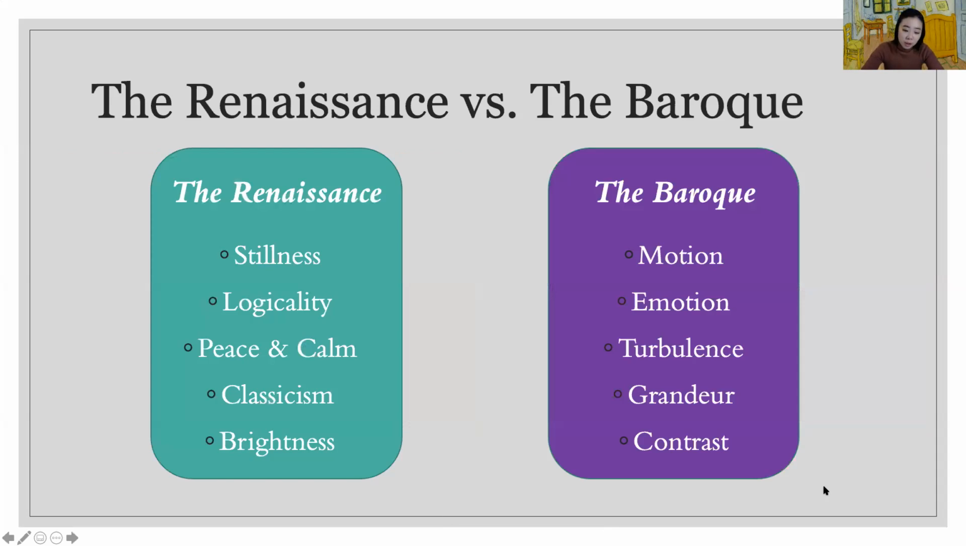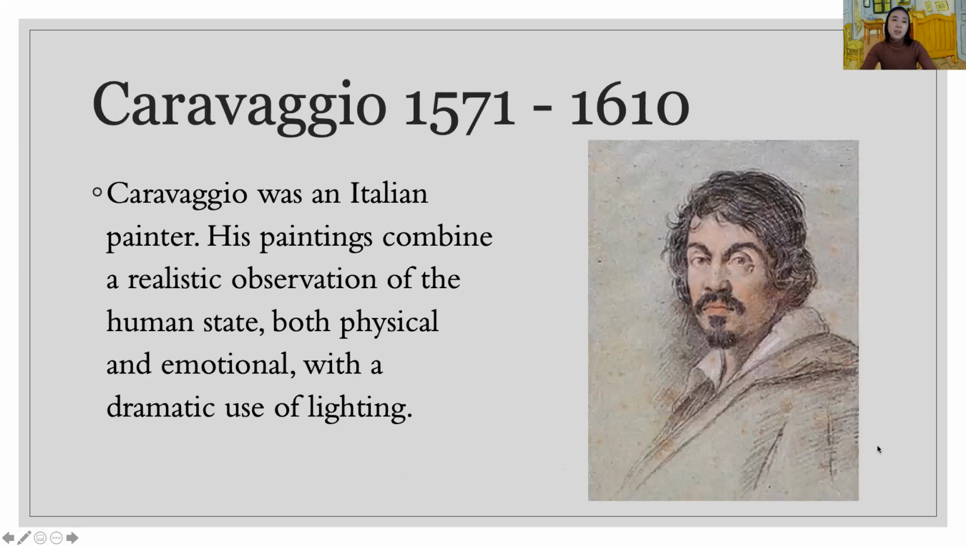So to conclude, Renaissance art shows stillness, logicality, peace and calm, classicism, and brightness. And Baroque art shows motion, emotion, turbulence, grandeur, and contrast. So now we are going to see two Baroque artists. The first Baroque artist is Caravaggio.